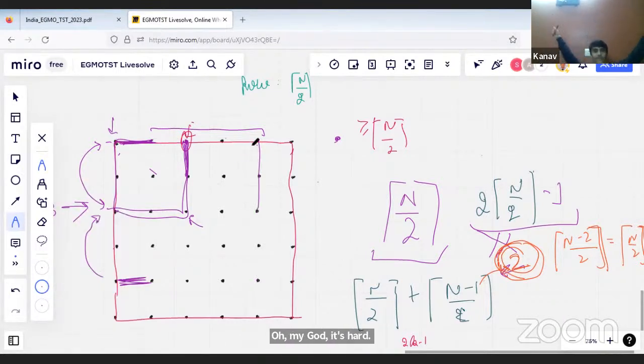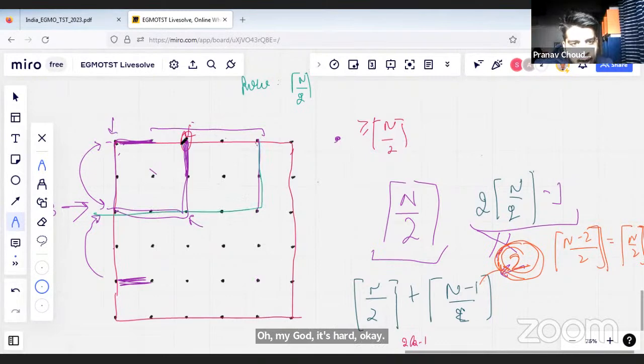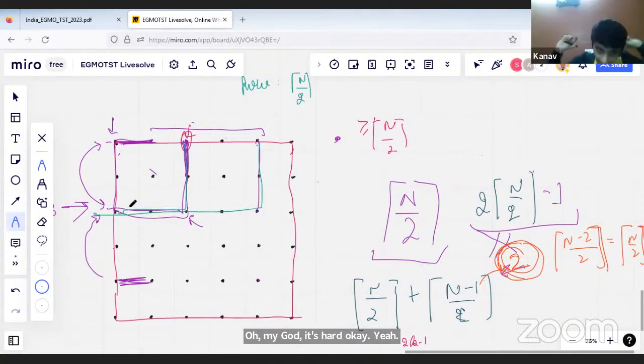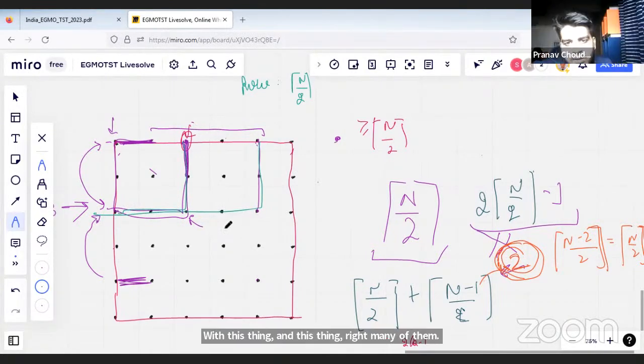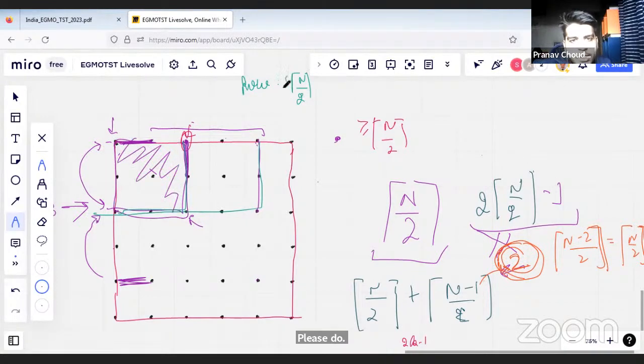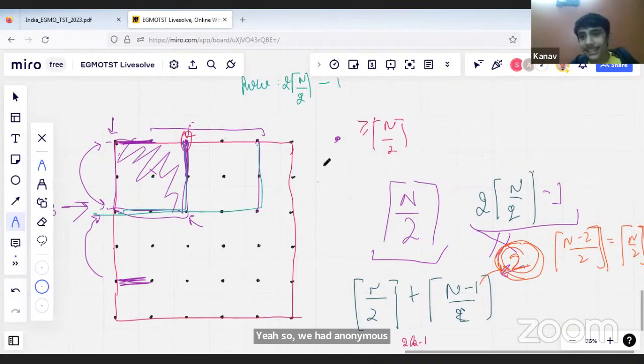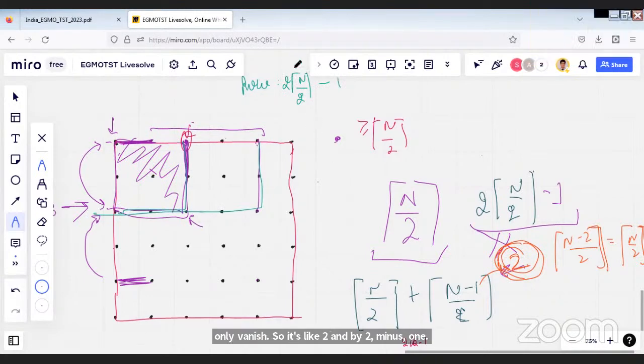Yeah, we are left with this thing and this thing, right? Yeah. So the row counted only this one. So we are done anyway. We can have only one issue triangle. So it's like 2n by 2 minus 1, and we have a construction for that. Is this correct, Atul? Yes, essentially.